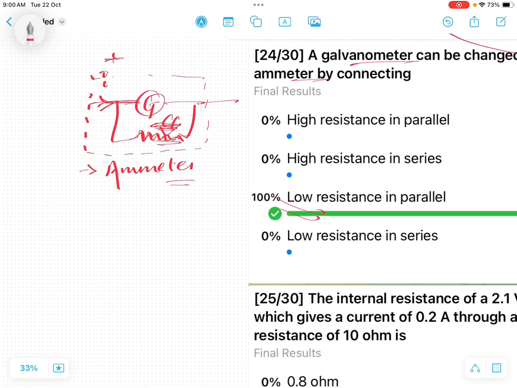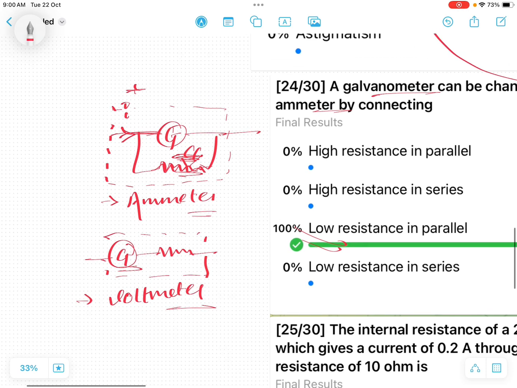But what about a voltmeter? In a voltmeter, if we connect a resistor in series with the galvanometer, this whole system is termed a voltmeter.